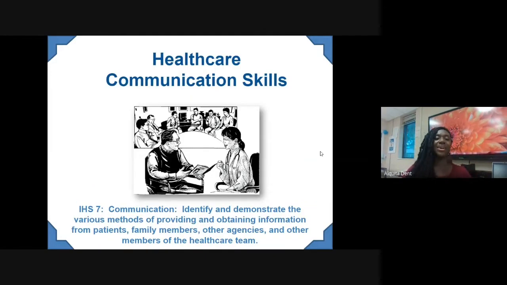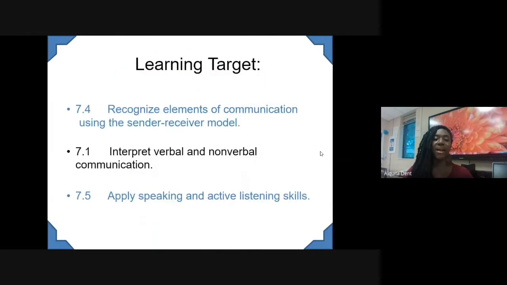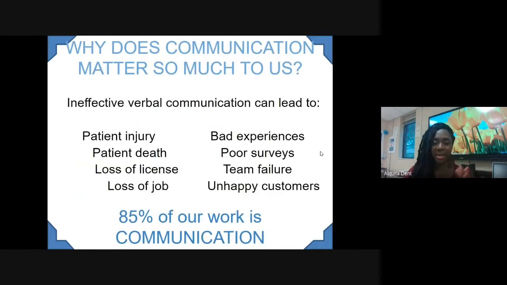Anyways, so we're going to look at your standard, which is to identify and demonstrate the various methods of providing and obtaining information from patients, family members, other agencies, and other members of the healthcare team. So that's what we're going to focus on. Your learning targets are to recognize elements of communication using the sender-receiver model, and I'll show y'all what that is, interpret verbal and nonverbal communication, and then apply speaking and active listening skills. A lot of this stuff is common sense, but we got to make sure everybody's good.